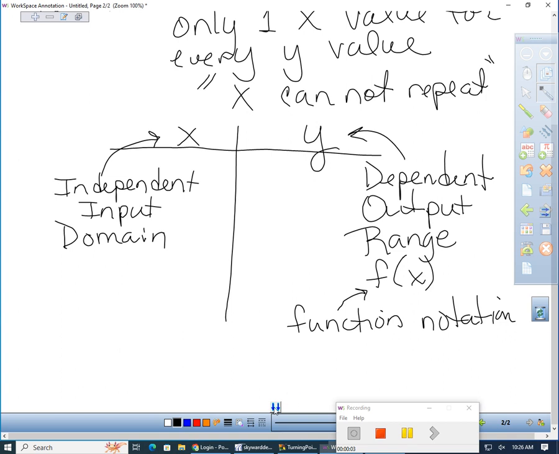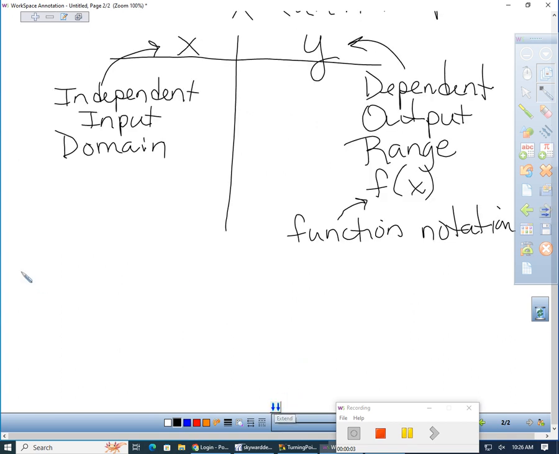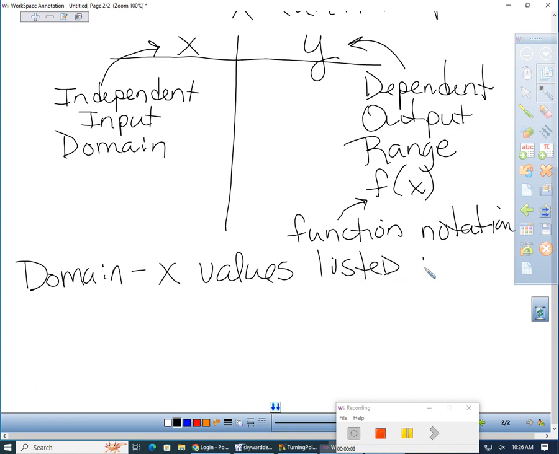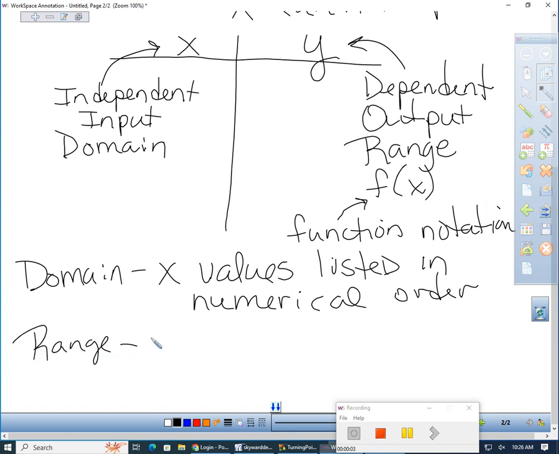Okay. So let's start by talking about what the domain is, because I'm going to assume that's one of the words we haven't heard before. Domain. The domain are your x values, which we just said, right? Listed in numerical order. The range is your y values listed in numerical order.